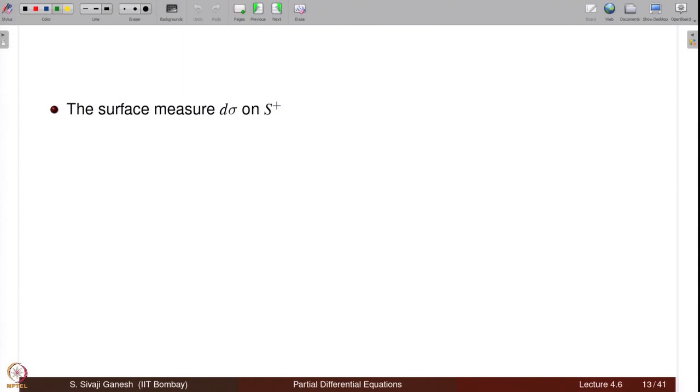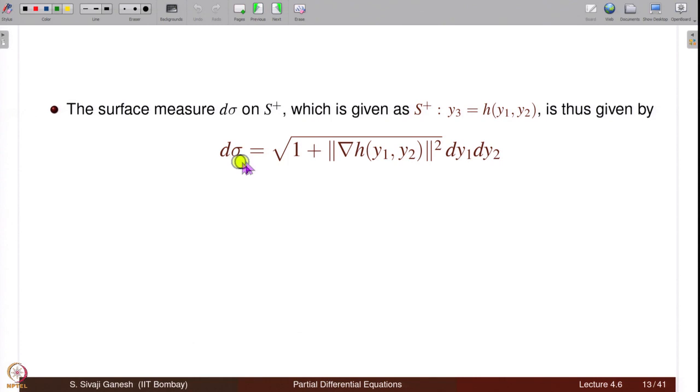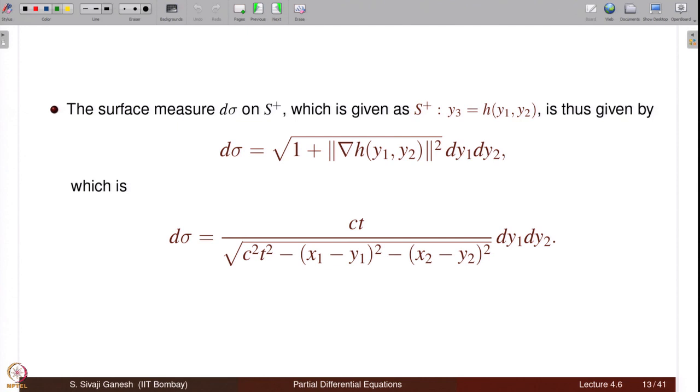Therefore, the surface measure d sigma on S plus, which is given by y3 equal to h of (y1, y2), this is what we mean by saying S plus is the graph of this function h. This is a fact from multivariable calculus: d sigma is equal to the square root of 1 plus norm grad h squared, dy1 dy2. So, that means d sigma is equal to ct divided by the square root of c squared t squared minus (x1 minus y1) squared minus (x2 minus y2) squared, dy1 dy2, after plugging in this value of norm grad h squared.